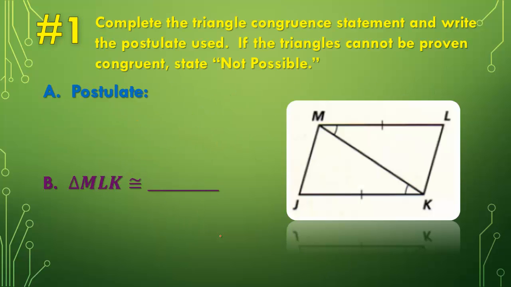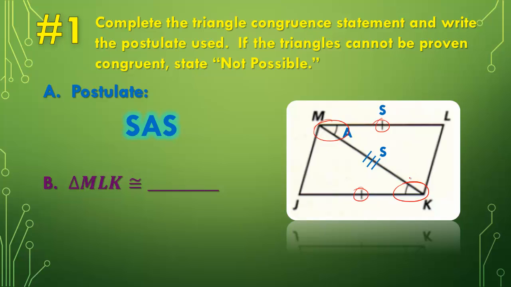So let's start with an example. Complete the congruence statement and write the postulate used. If the triangles cannot be proven congruent, which will happen, state not possible. So I have a side and a side, an angle and an angle. Now, remember I mentioned something earlier. We've got side, angle, and then this part here is shared by both triangles, so we can say it's congruent to itself by the reflexive property, which means you would have side angle side.